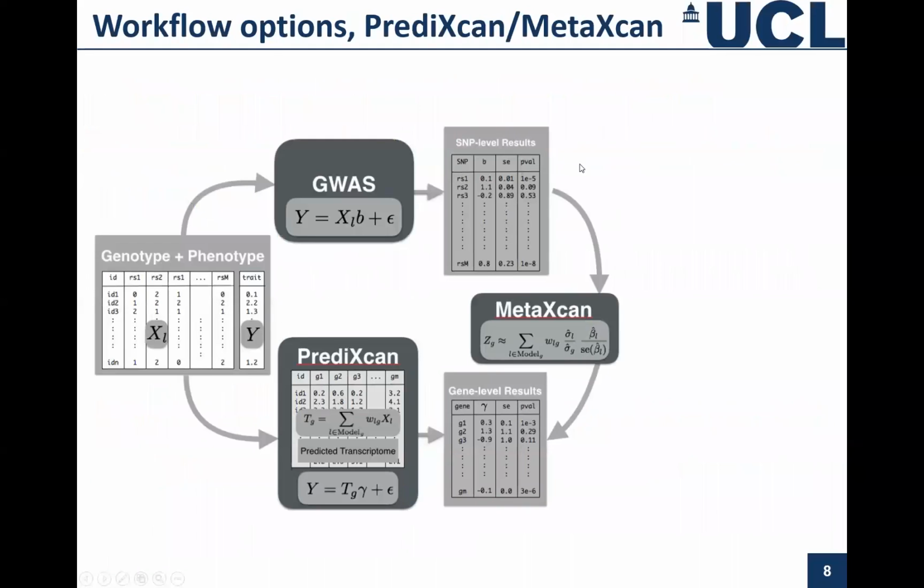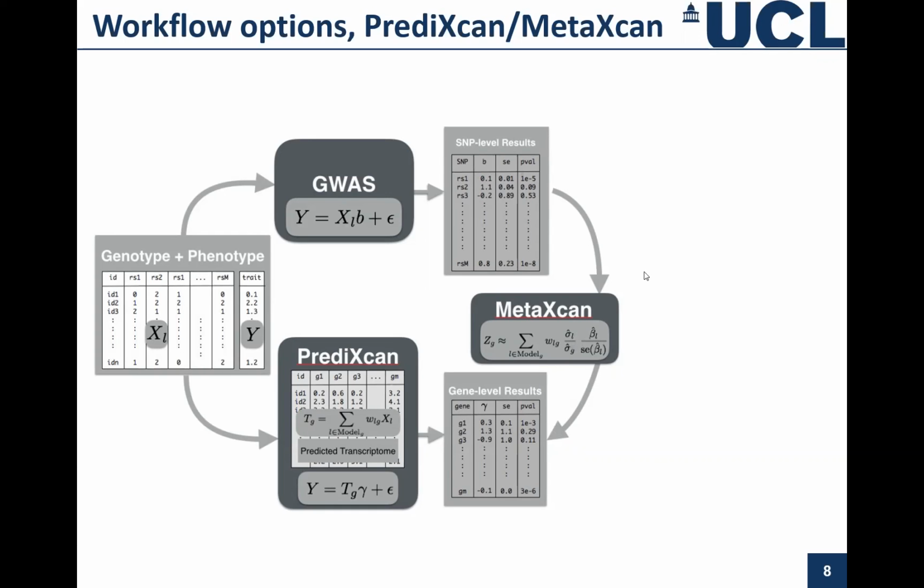So this is, in the end, the combined workflow options we have with both software tools. Either starting from individual level data with genotype and phenotypes, we can use PrediXcan to predict the transcriptome and then calculate gene-based association scores. And in the case GWAS or meta-analysis were performed and individual level data are not available, we can just take SNP level summary results, use MetaXcan, and generate the same gene-based association results.